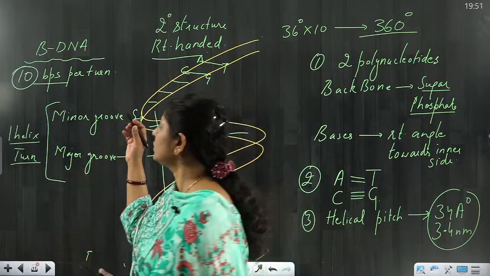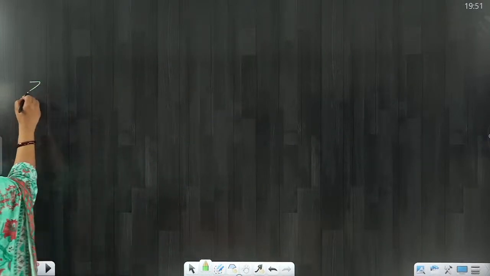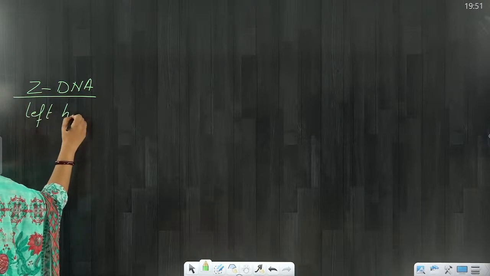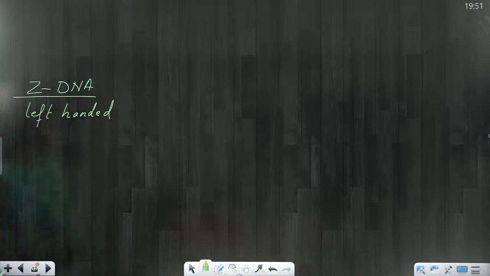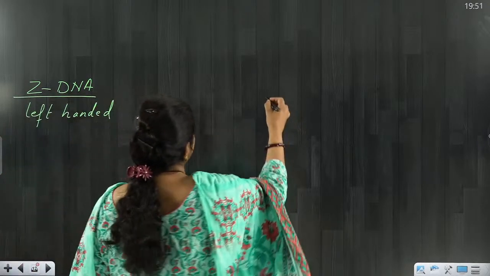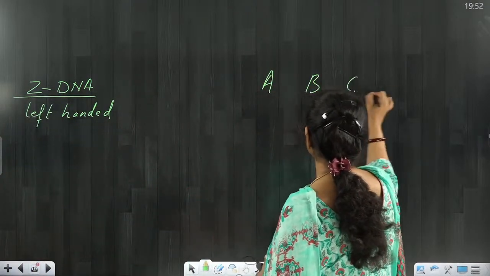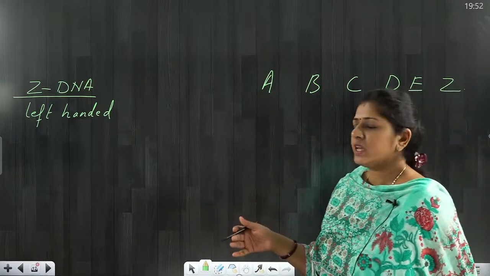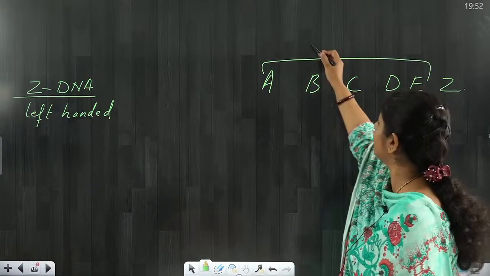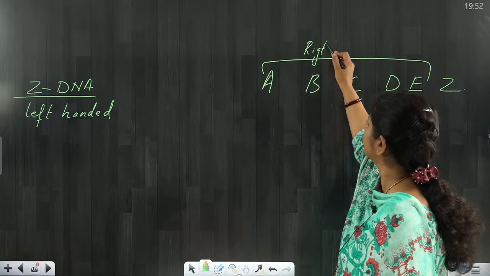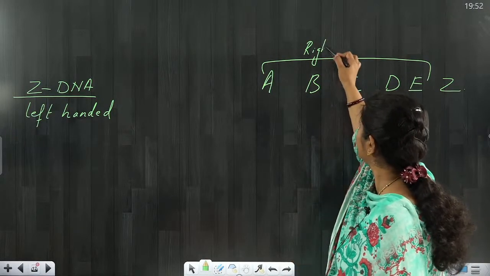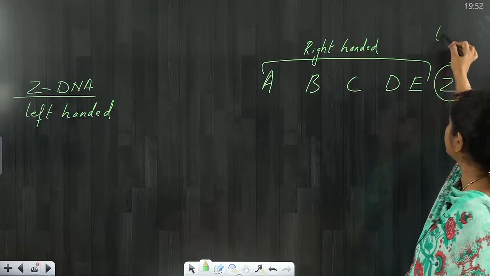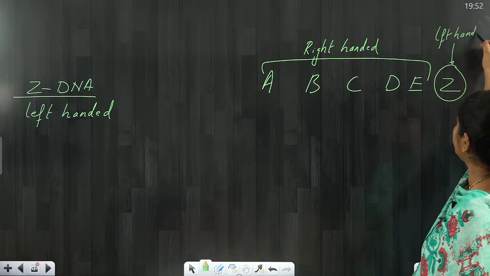We have exceptionally one more DNA which you call Z-DNA. It is the only DNA which is left-handed coiled. Rest all the types of DNA in our nature, A, B, C, D and E, just now I told you Z even, these are the types of DNA. These all are right-handed coiled DNA. But this one only, as I just said, is left-handed coiled DNA.